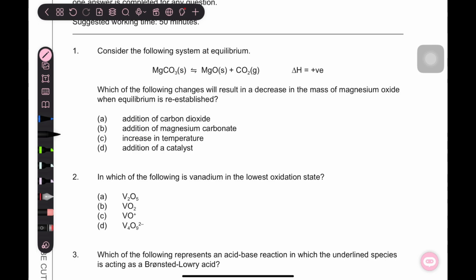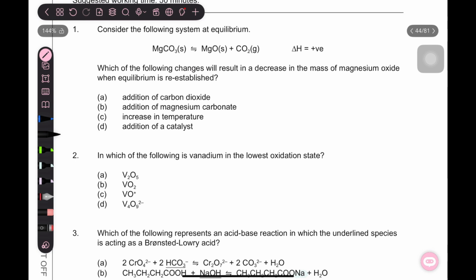Hi, I'm Nicholas, and today I'm going to be going through the 2024 WACE Chemistry multiple choice questions. So we're starting off with question 1, a pretty simple equilibrium question.